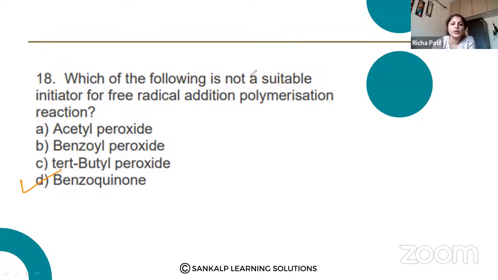Benzoquinone. For undergoing a free radical polymerization, we need to use a suitable initiator, and to do a polymerization by free radical mechanism you require a peroxide. Free radical polymerization always occurs in the presence of peroxide. These are examples of good initiators. Benzoquinone is not a suitable initiator.